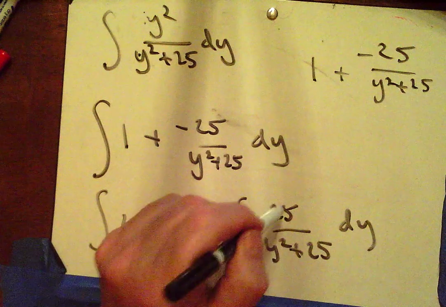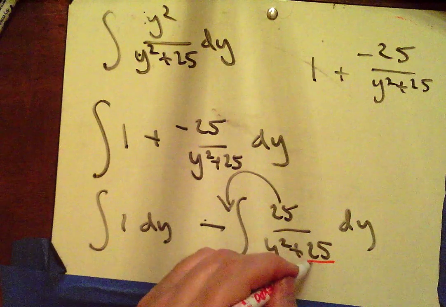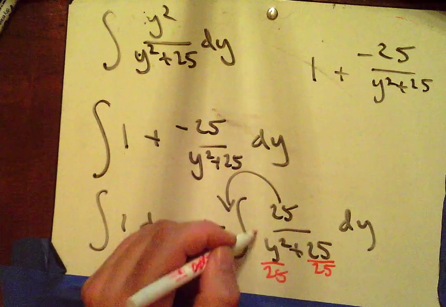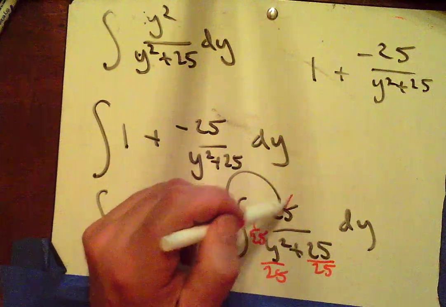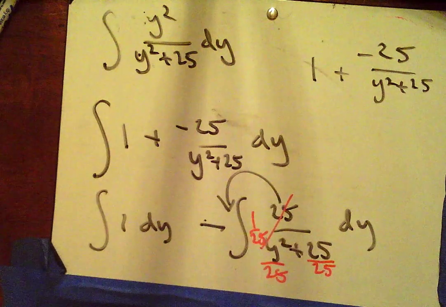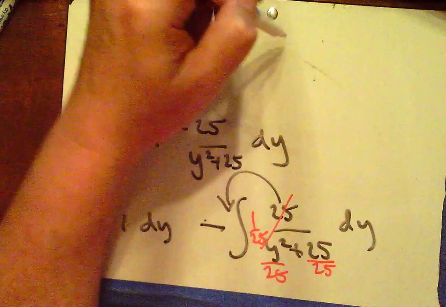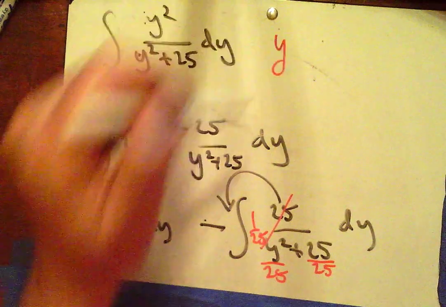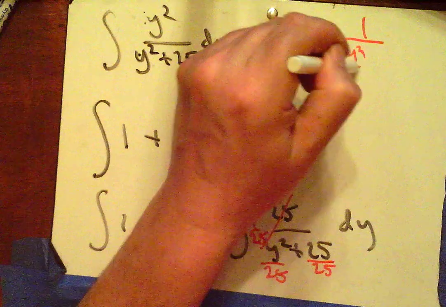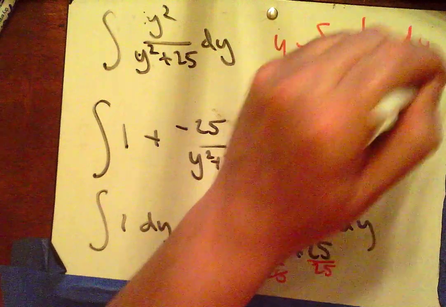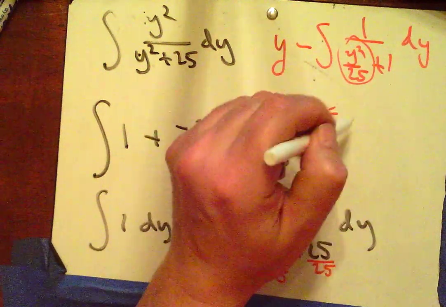Pull out that constant, and yes, this is inverse tan. Divide by 25. Multiply by 25 in the denominator. Look, these are going to cancel. So what are we going to have? Well, I'm going to have the antiderivative here is y. We've got minus the integral 1 over y squared over 25 plus 1 dy. Don't forget the square root of top and bottom is your u.